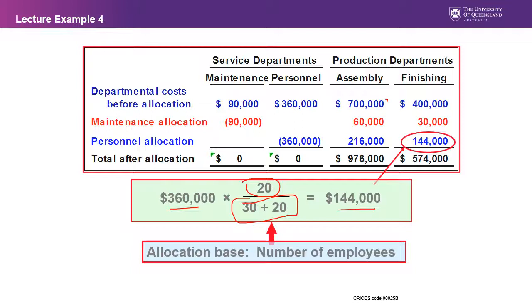So if we add together the costs of the assembly department plus what's allocated from maintenance and what's allocated from personnel, assembly department costs now become $976,000, which we then want to allocate to our product in the second stage allocation.